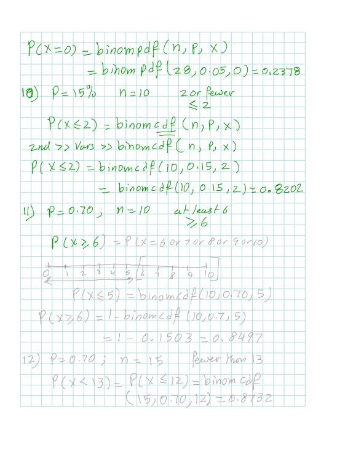Alright, let's move to the next question, 11. A recent survey found that 70% of all adults over 50 wear sunglasses for driving, so probability of success is 70%. In a random sample of 10 adults over 50, so N is 10. What is the probability that at least 6 wear sunglasses? Okay, at least 6. At least 6, guys, means greater than or equal to 6. So you have to write probability of X greater than or equal to 6.